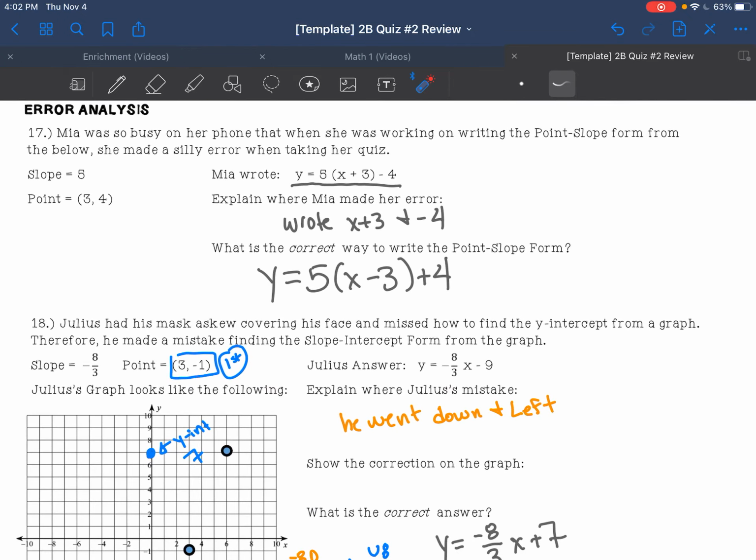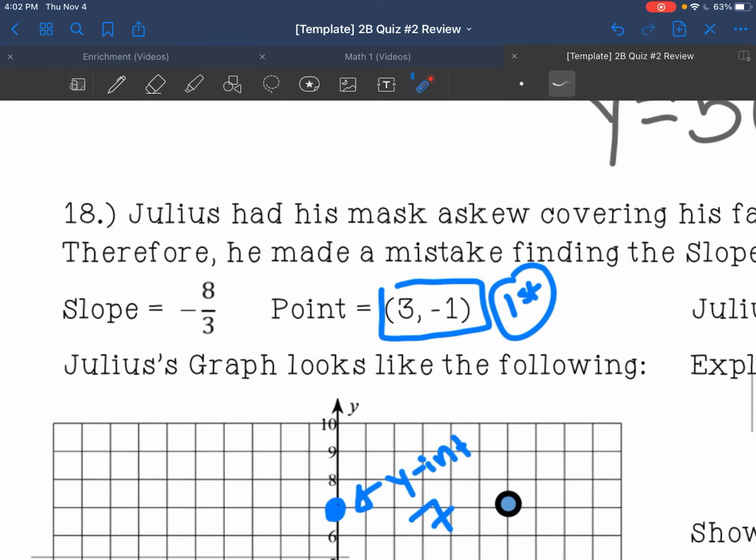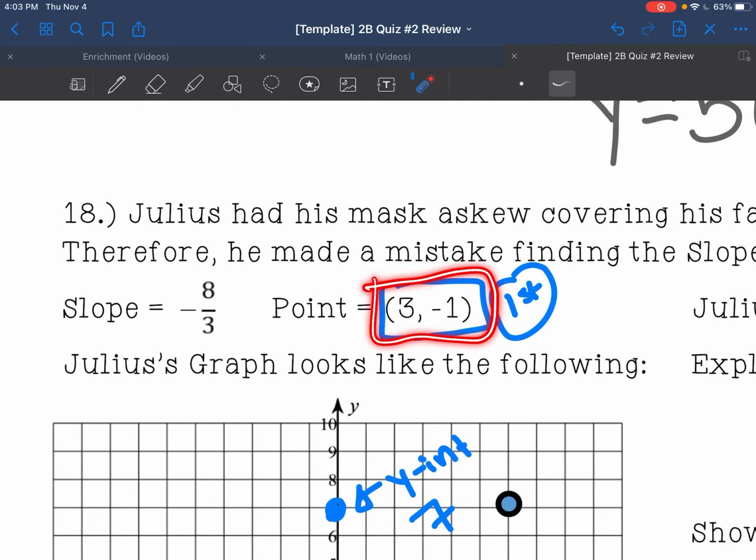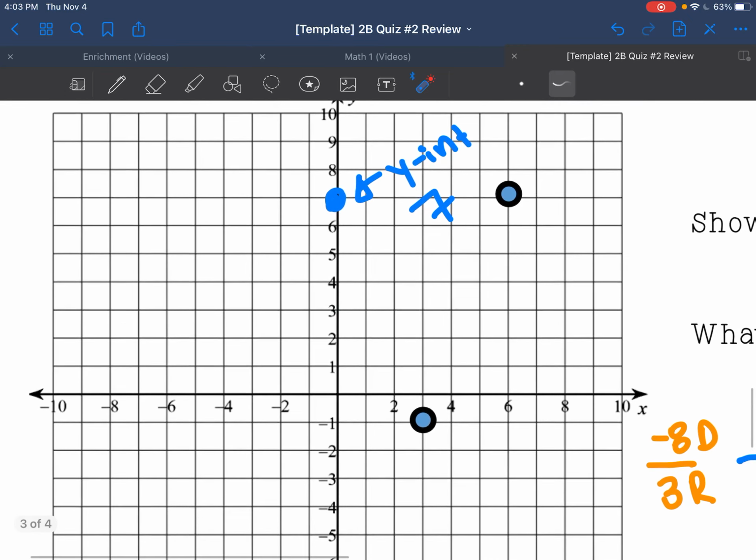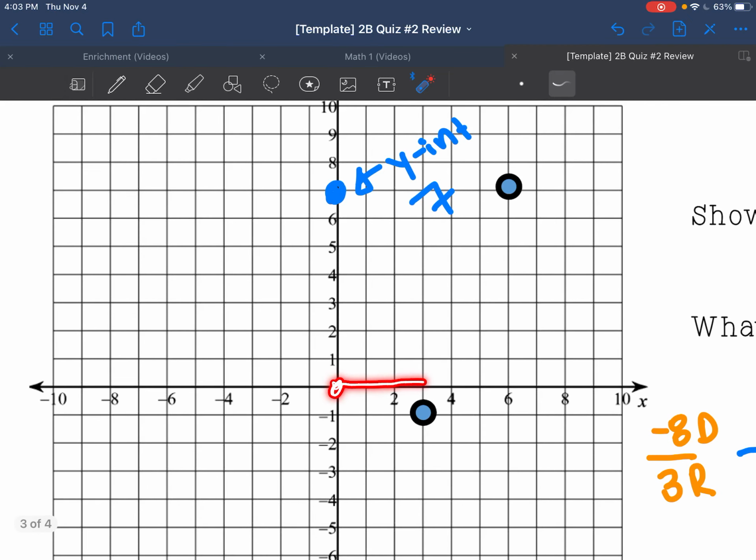Julius had his mask askew covering his face and missed how to find the y-intercept from a graph, so he made a mistake. So he got this answer as his slope-intercept form. We're going to see if that's right. So first we got to see if he plotted the point 3, comma, negative 1. So x is 3, y is negative 1. So from our origin, x is 3, y is negative 1. He plotted that first point correctly.